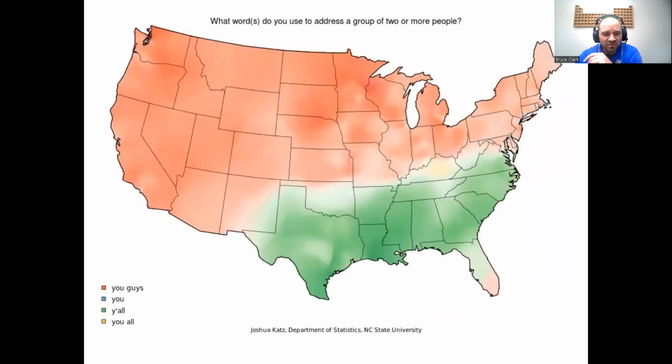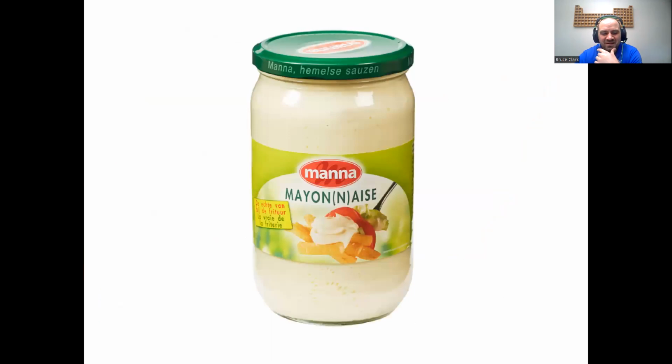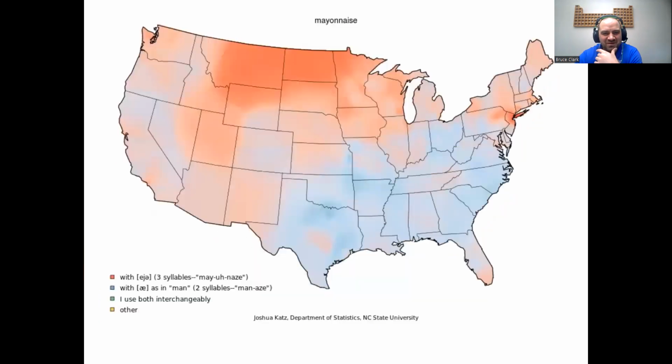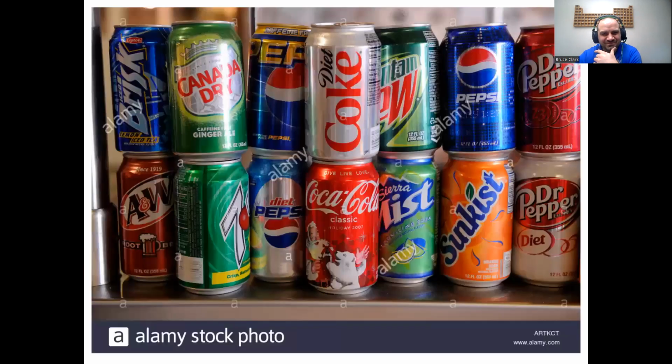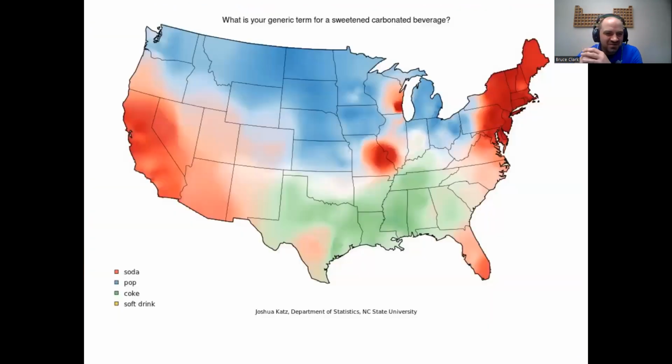How do you address a group of people? You guys if you're in the north, you all if you're down south, y'all if you're in there. Some people pronounce it mayonnaise, other people pronounce it mayonnaise. So they got 3 syllables. Soda, pop, Coca-Cola, all those are things that are used frequently. Also, if you travel and use those words differently, it's possible that people might not understand what you're trying to say.